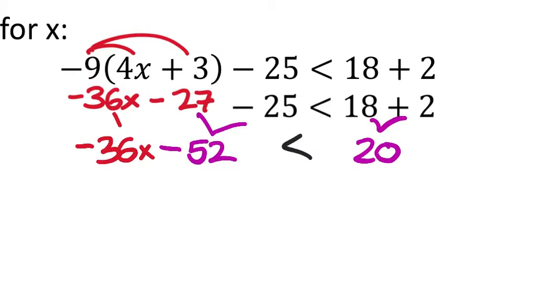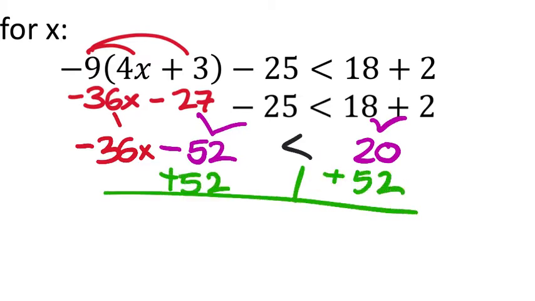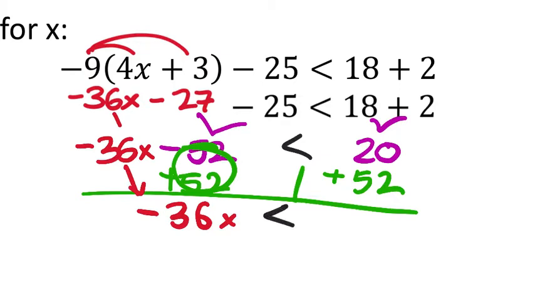Next, I want to isolate the x's with some principles of equality. So in this case, I'll add 52 to both sides to zero that out. I'll drop my -36x again, which is still less than 20 plus 52, 72. So that principle of equality we just used, or combining like terms or distribution, will not affect the inequality.